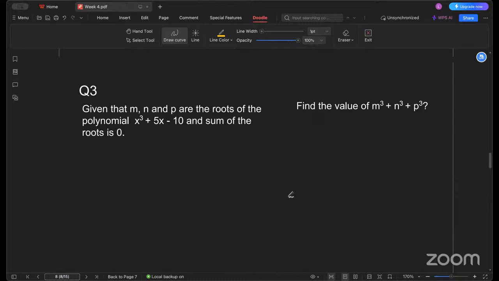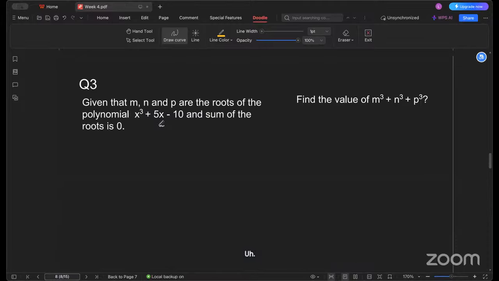Fine. So the next question here is: given that m, n and p are the roots of the polynomial and the sum of the roots is 0, find the value of m cube plus n cube plus p cube. Okay, so now this is the question given to you. So how many roots first of all are there for a cubic polynomial?